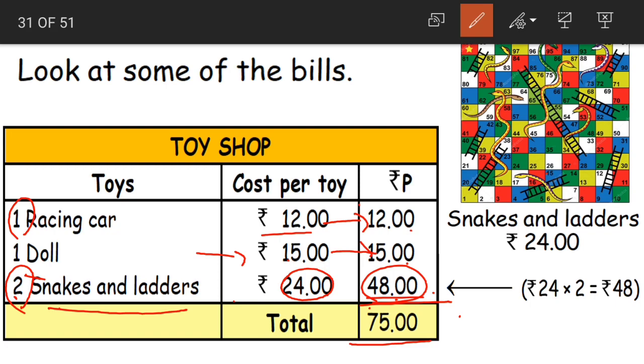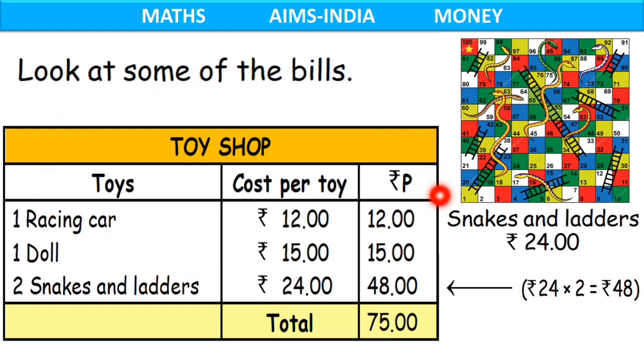Next step would be to add all these amounts. 0, 0, then we have 2 plus 5, 7, 7 plus 8, 15, 5 here, 1 carried, 1 plus 1, 2, 2 plus 1, 3, 3 plus 1, 4. So the total amount one must pay for buying these items is 75 rupees. Now this is the example of a bill.